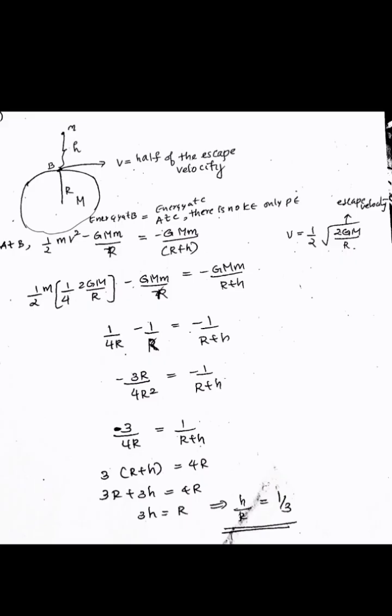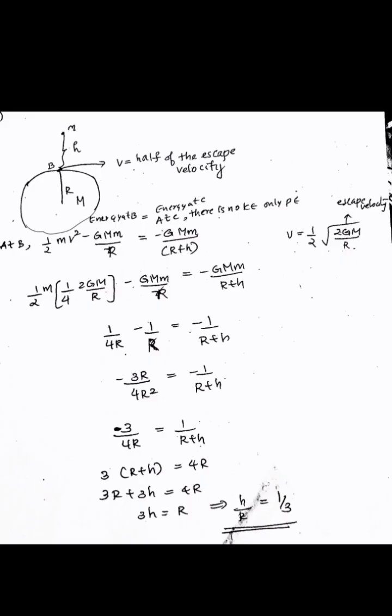Here it is mentioned that v is half of the escape velocity. We know that the escape velocity is √(2GM/r). So half of the escape velocity means v is equal to ½ × √(2GM/r). Substituting these values, we get ½m(1/4)(2GM/r) − GMm/r is equal to −GMm/(r + h). That is, 1/4r − 1/r is equal to −1/(r + h).